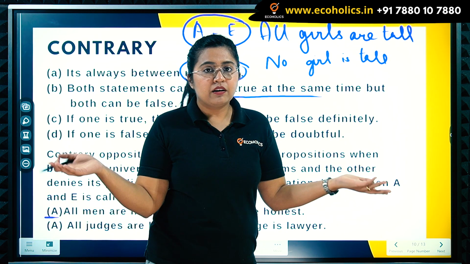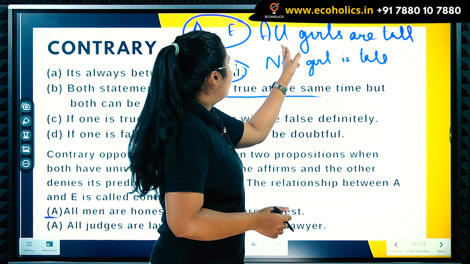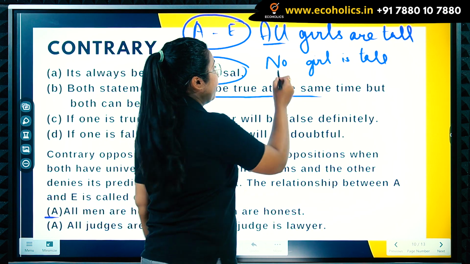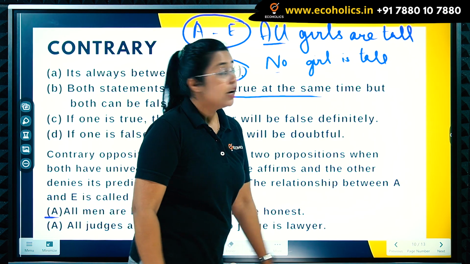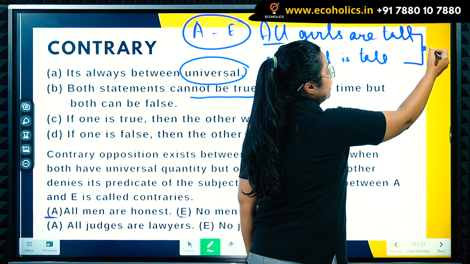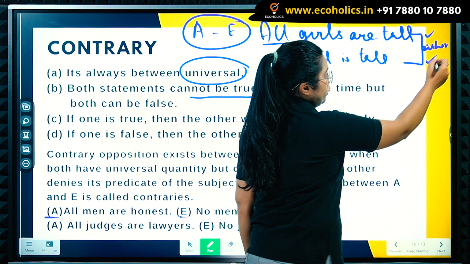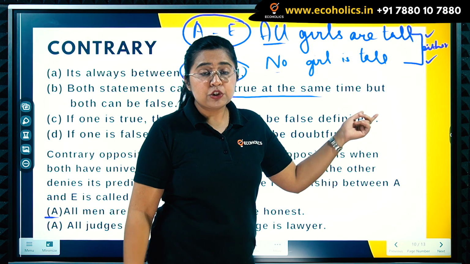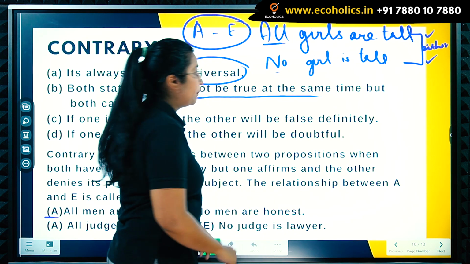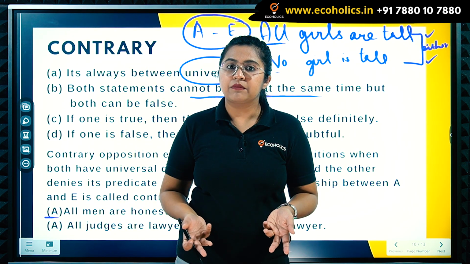There's no either or. You can either have all girls are tall or you can have no girl is tall. So when the time of truth arrives, either this will happen or this will happen. Both cannot be true at the same time. But both can be false at the same time.